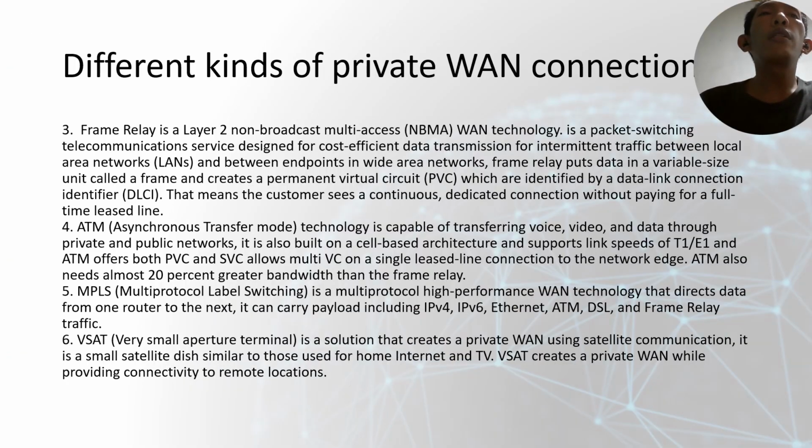Third is frame relay. It is a layer 2 non-broadcast multi-access, or NBMA, WAN technology. It is a packet switching telecommunication service designed for cost-efficient data transmission for intermittent traffic between local area networks and between endpoints in wide area networks. Frame relay puts the data in a variable size unit called a frame and creates a permanent virtual circuit, which is identified by a data link connection identifier. That means that customers get a continuous dedicated connection without paying for a full-time leased line.